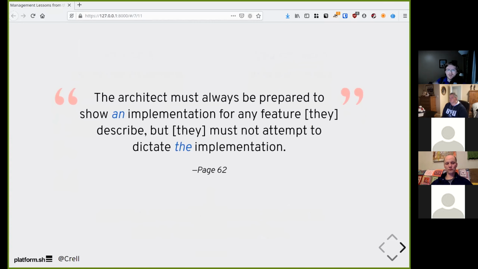The architect must always be prepared to show an implementation for a feature they describe, but not dictate the implementation. Proving that they're not asking something impossible is the architect's job. Figuring out which specific approach is best for achieving what the architect wants to do is not the architect's job. That's the implementer's job. That's the developer's job. Let them do their job. This also helps reduce communication channels because the architect can communicate to each developer rather than every developer talking to every other developer.